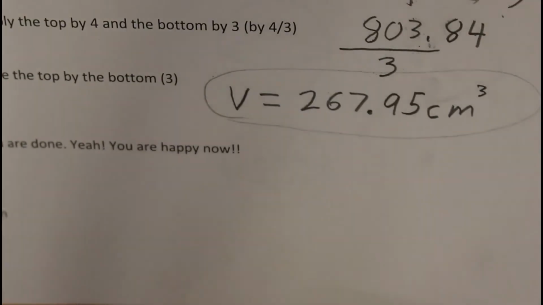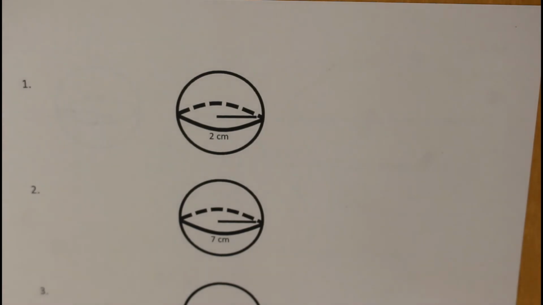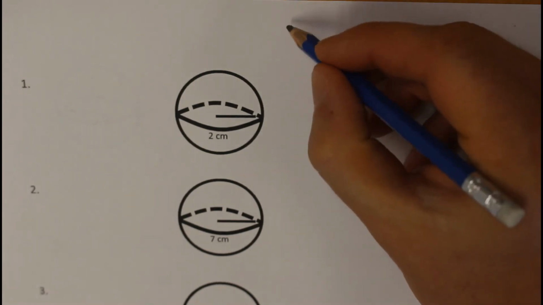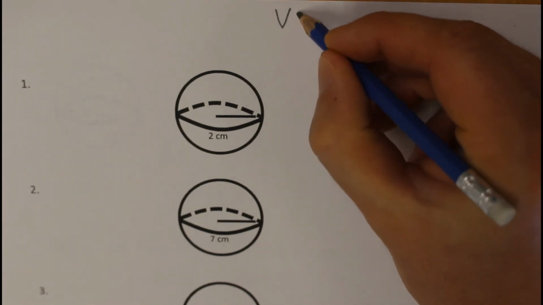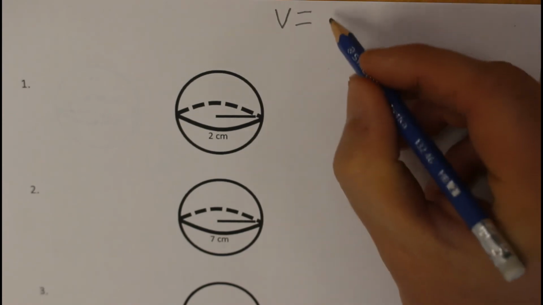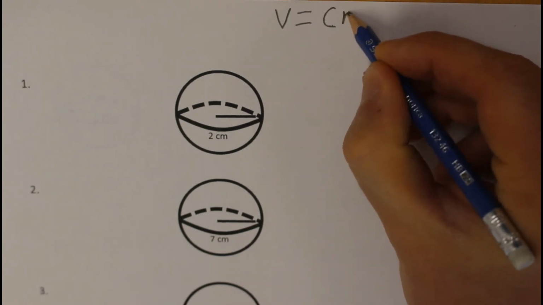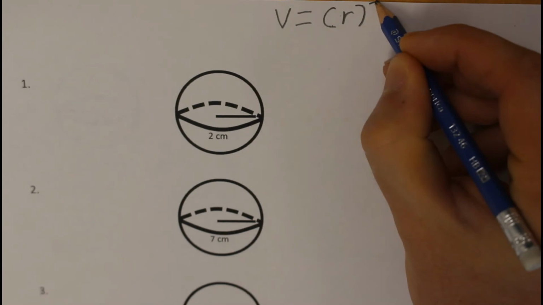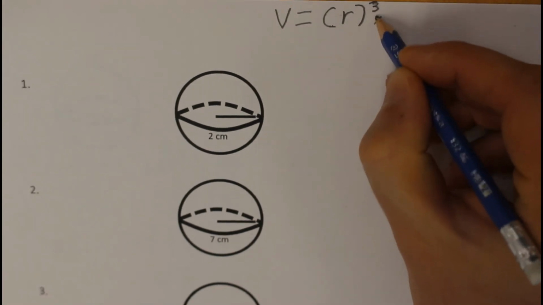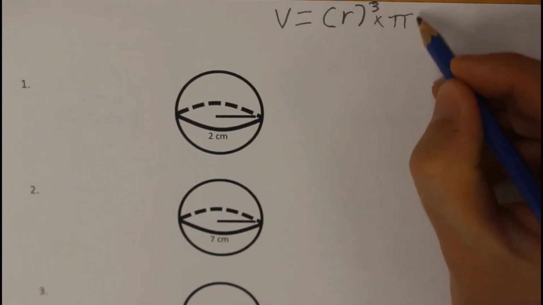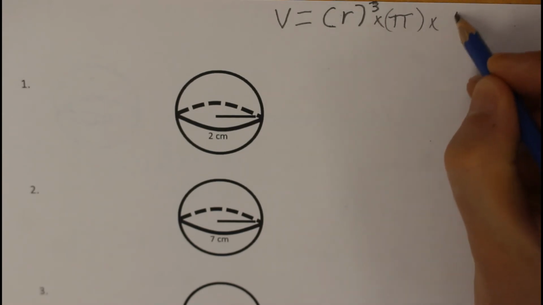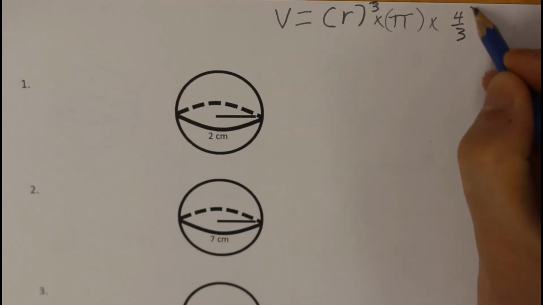Okay, we'll do a few more on the back. All right, so on the back we have 5 questions. I'm going to do one of them. Hopefully from there you guys have got it. And yeah, so let's get into it. So the volume, I'm just going to write out the equation. You guys don't always need to write out the equation, but it just helps me and you know what the heck I'm talking about. So radius cubed times pi times 4 over 3.